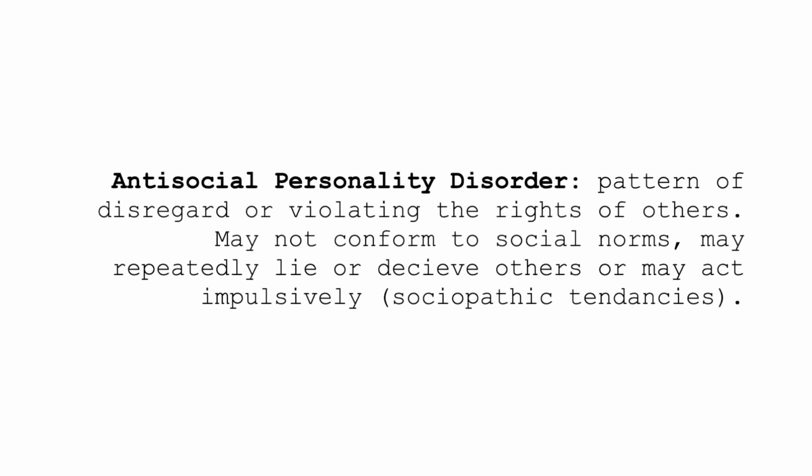Cluster B personality disorders can be described as being dramatic or erratic. The first personality disorder in this cluster is the antisocial personality disorder. People who may have this disorder may show patterns of disregarding or violating the rights of others, may not conform to social norms, may repeatedly lie or deceive others, or may act impulsively. We recently saw a surge of commentary on antisocial personality disorder because of Shane Dawson's documentary on Jake Paul and his sociopathic tendencies. So sociopaths or psychopaths may have a diagnosis of antisocial personality disorder.